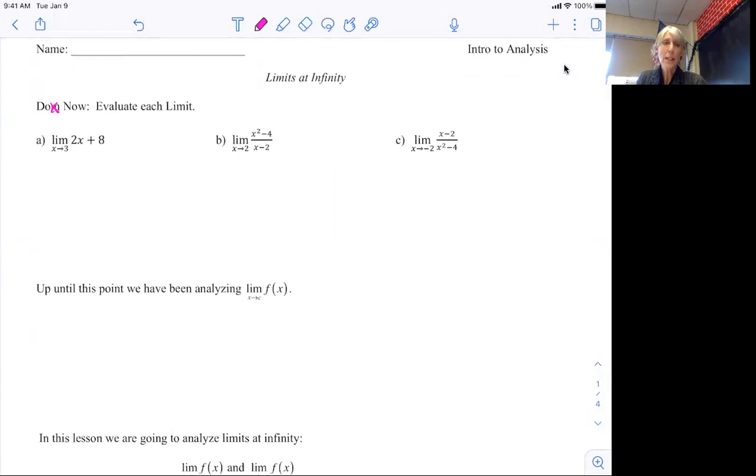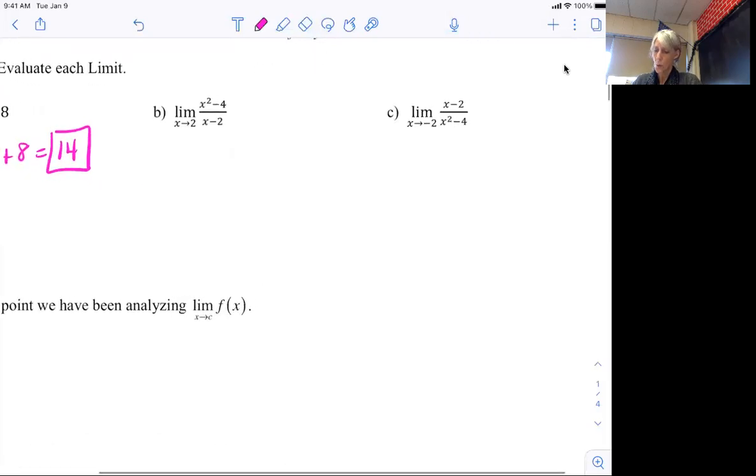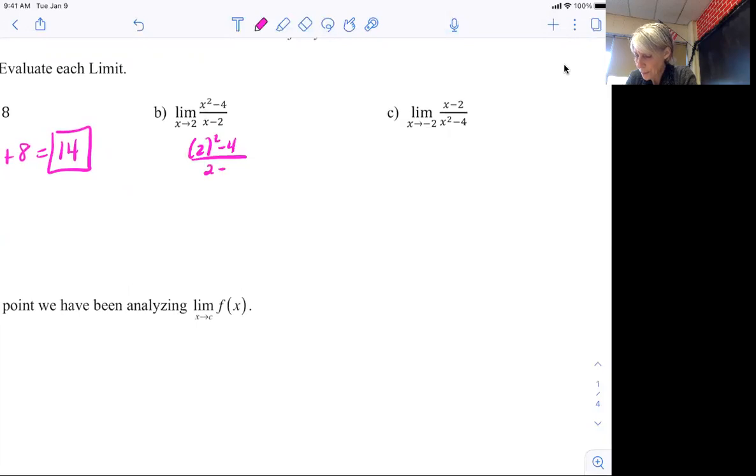So to evaluate the limit as x approaches 3 of 2x plus 8, remember, we just plug in 3 for x and evaluate the function. In part B, the limit as x approaches 2 of x squared minus 4 over x minus 2. Remember, always start out by plugging in. That's the first place we start.